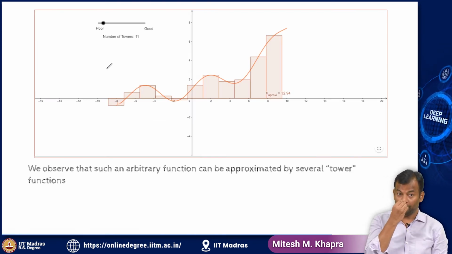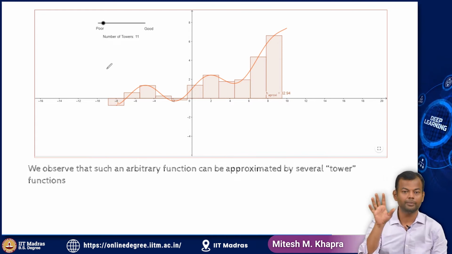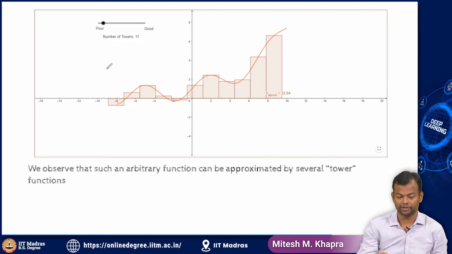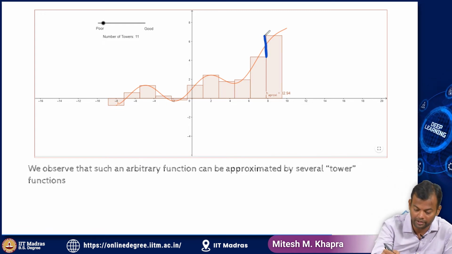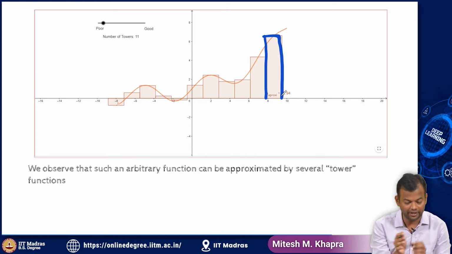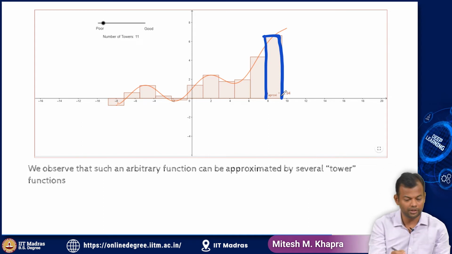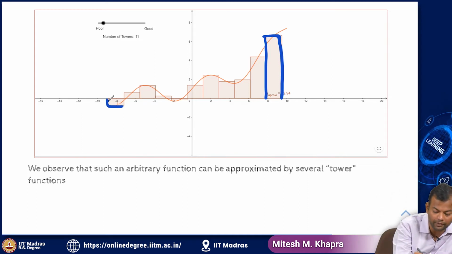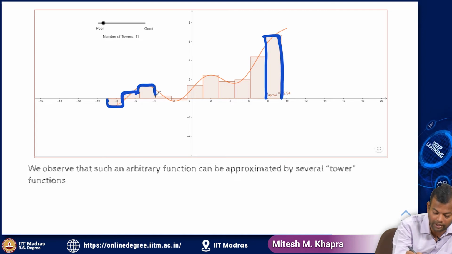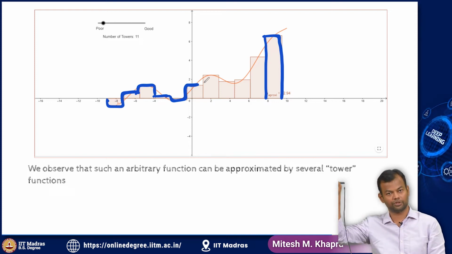What we observe is that such an arbitrary function can be approximated by several tower functions. These are what I call towers. I have constructed towers of certain widths, and it should be obvious that the sum of all these towers, the function that you see outlined here, and I can just go on, is my approximation of the original curve.